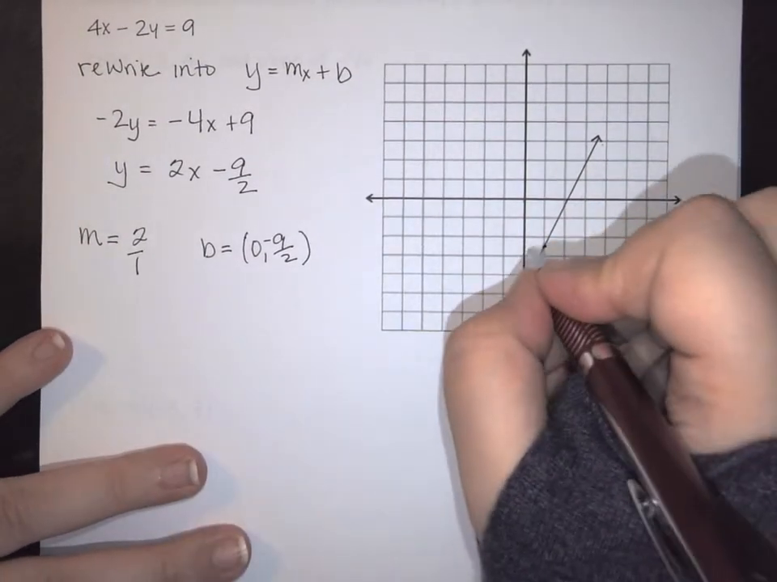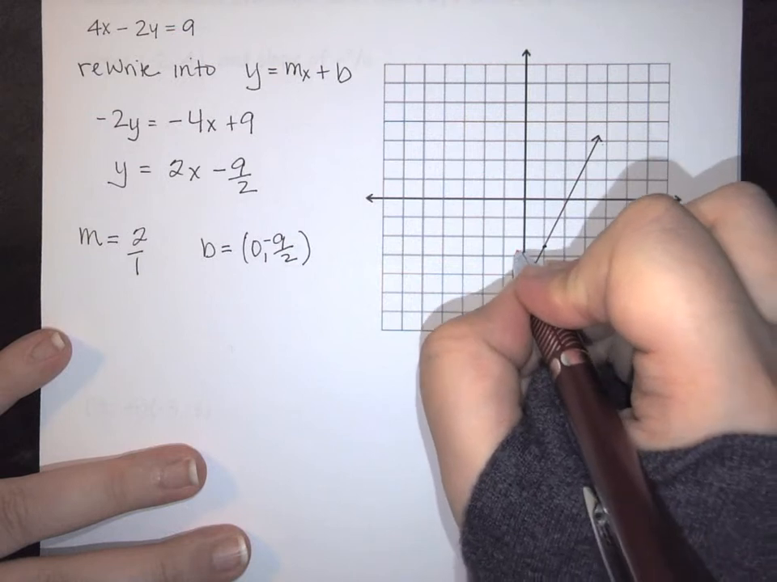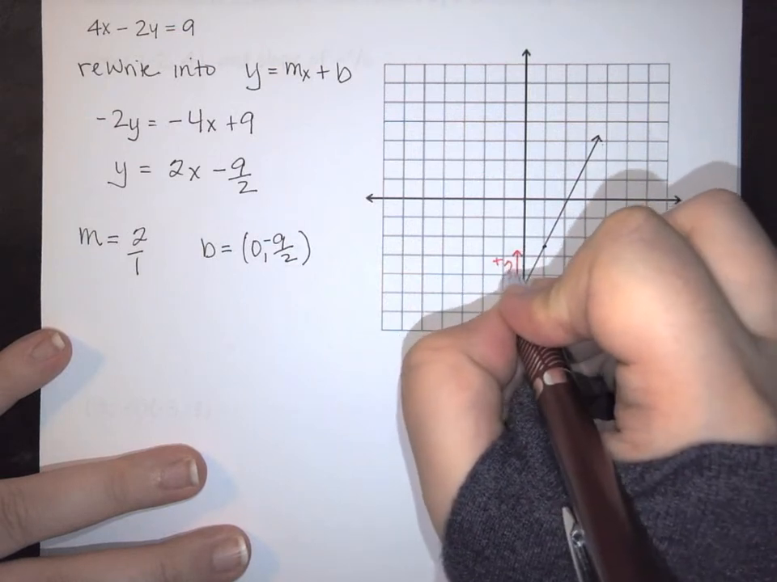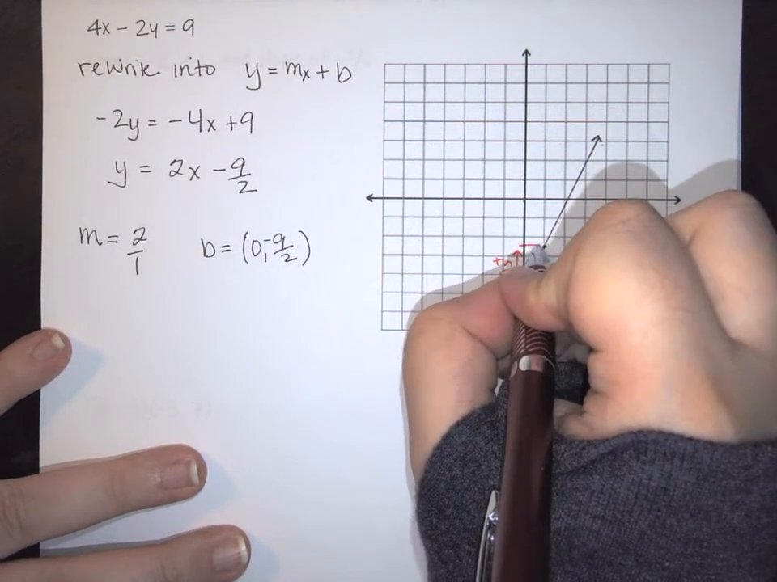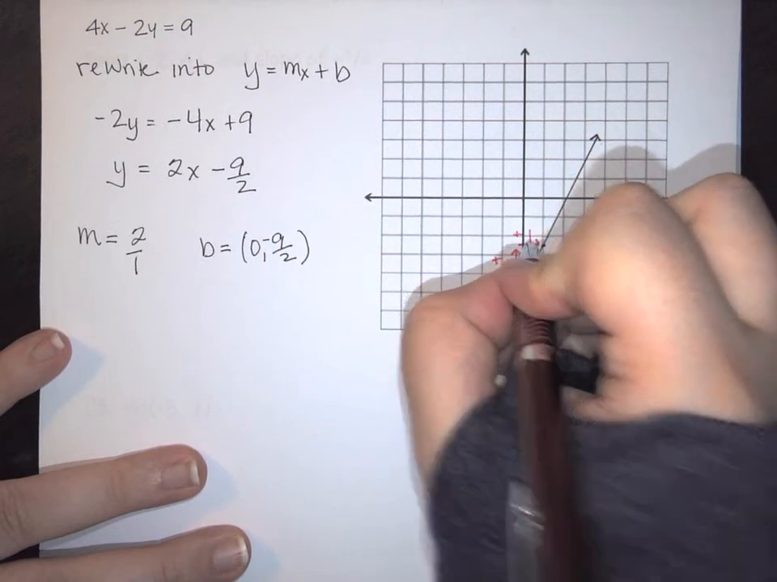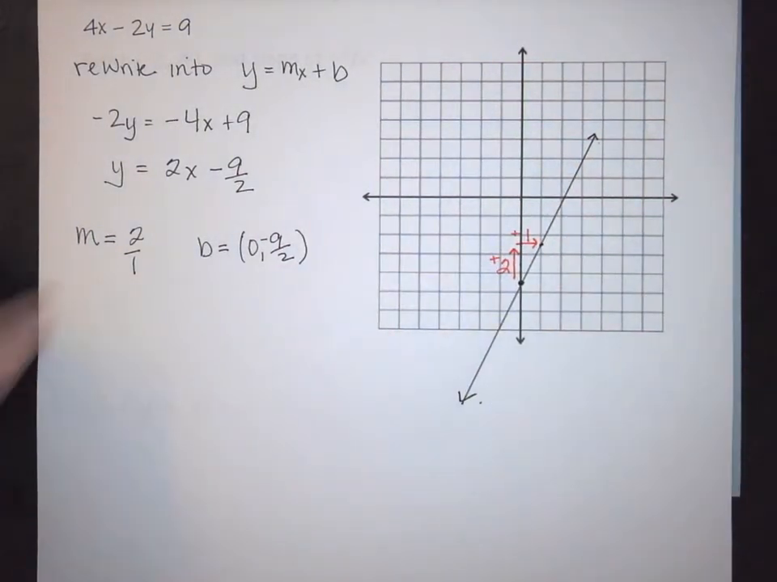So what did we actually do here? Well, we went up 2 points and we went over 1 point. This was how we moved our slope based on the information that we have. Okay.